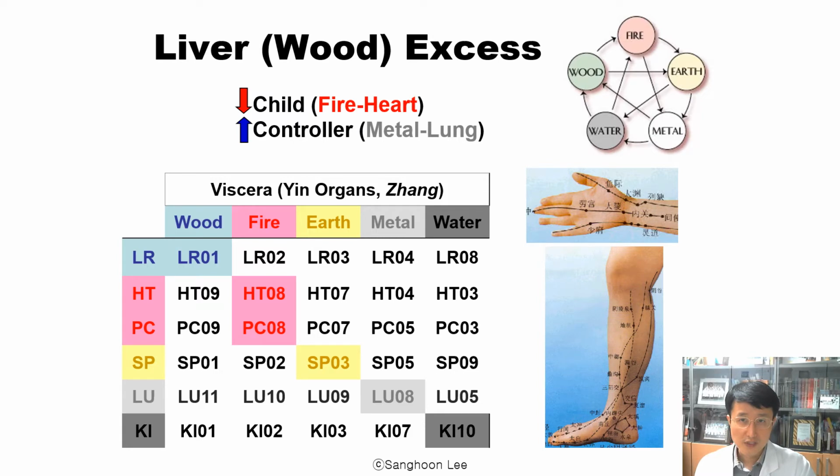If the liver is in excess, reduce the fire point of heart meridian, heart 8, and the fire point of the liver meridian, liver 2. And reinforce the metal point of the lung meridian, lung 8, and the metal point of the liver meridian, liver 4.